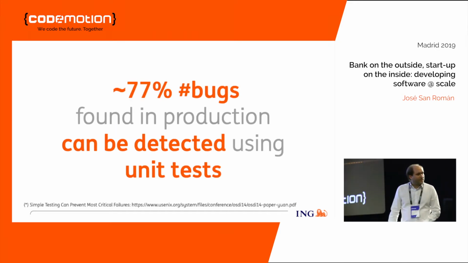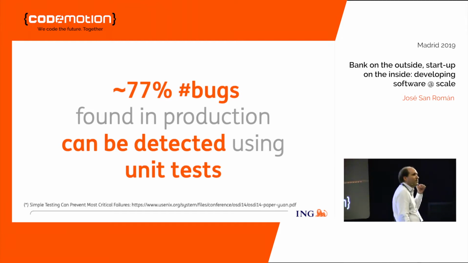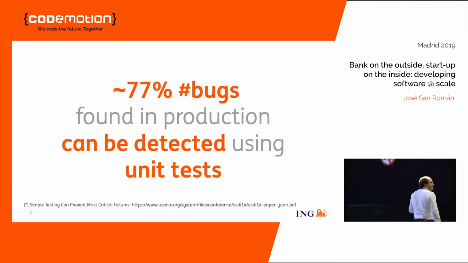Look at the figures. This is not the first time I use this slide in my talks because I love this number. 77% of the bugs that you can find in production can be detected using a simple unit test. 77. You have the reference over there of the paper, and you can read it. Amazing figure. Why are we not using more and more unit tests? I know it's not easy. You need to find a good strategy.